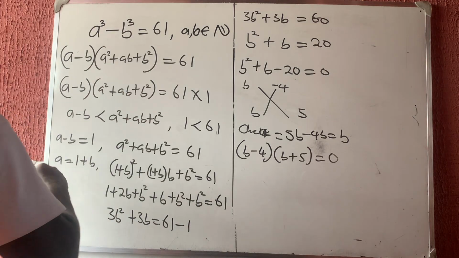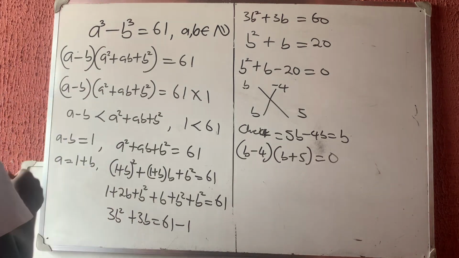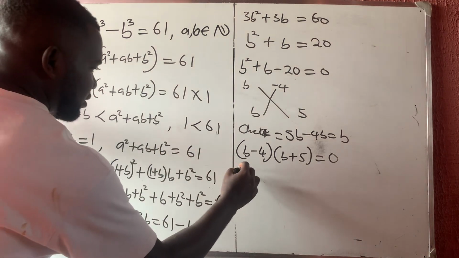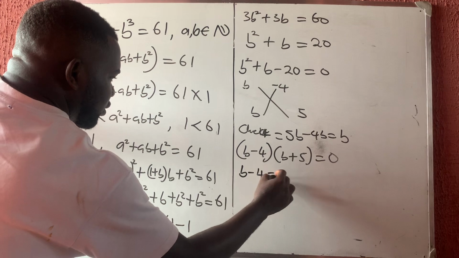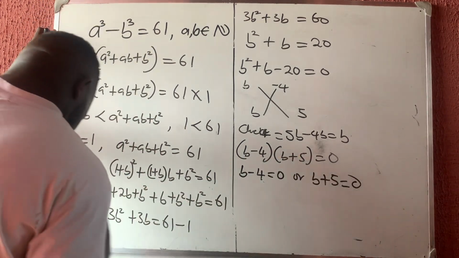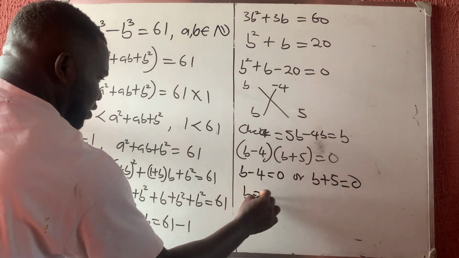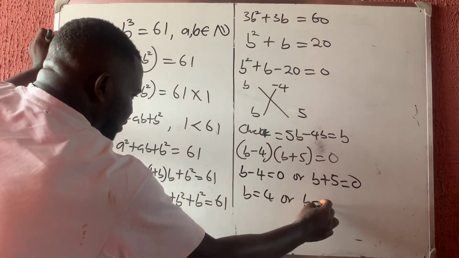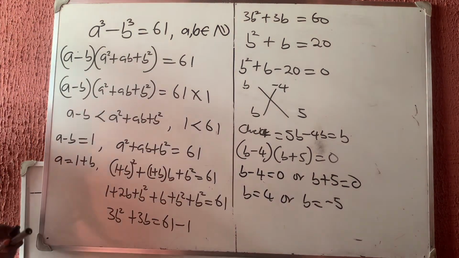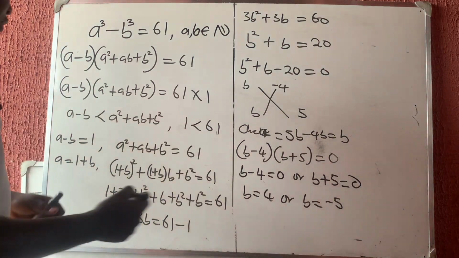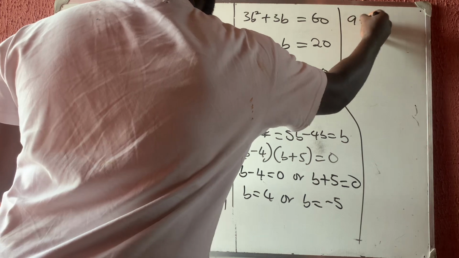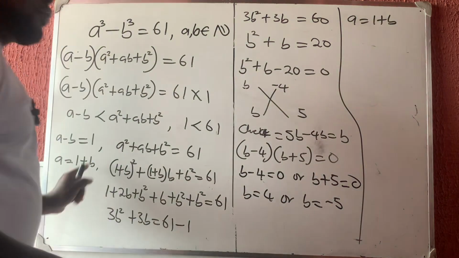So what do we have finally? When the product of two things is equal to 0, it means that one of them must be 0. So either b minus 4 is equal to 0 or b plus 5 is equal to 0. We now have that b is equal to 4 or b is equal to minus 5. Having this, it is now easier for us to get our a. Don't forget we said that a is equal to 1 plus b.